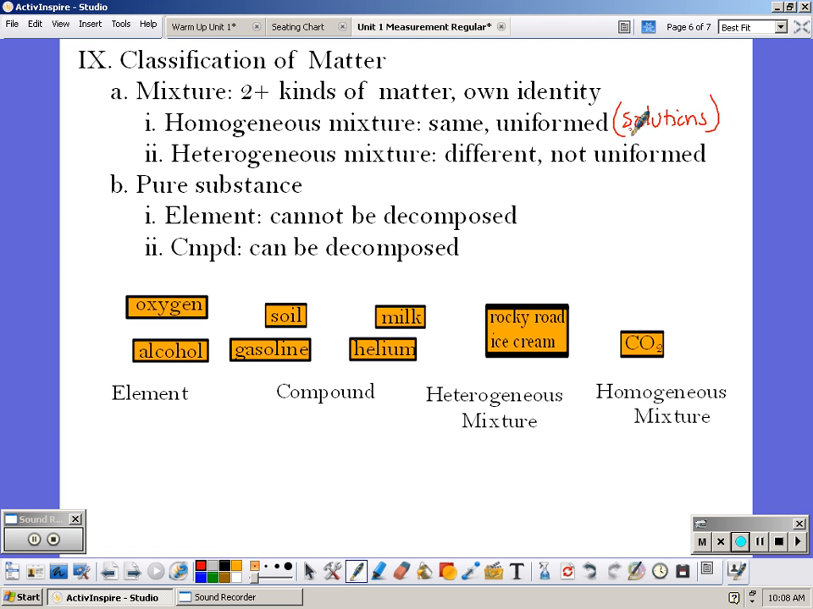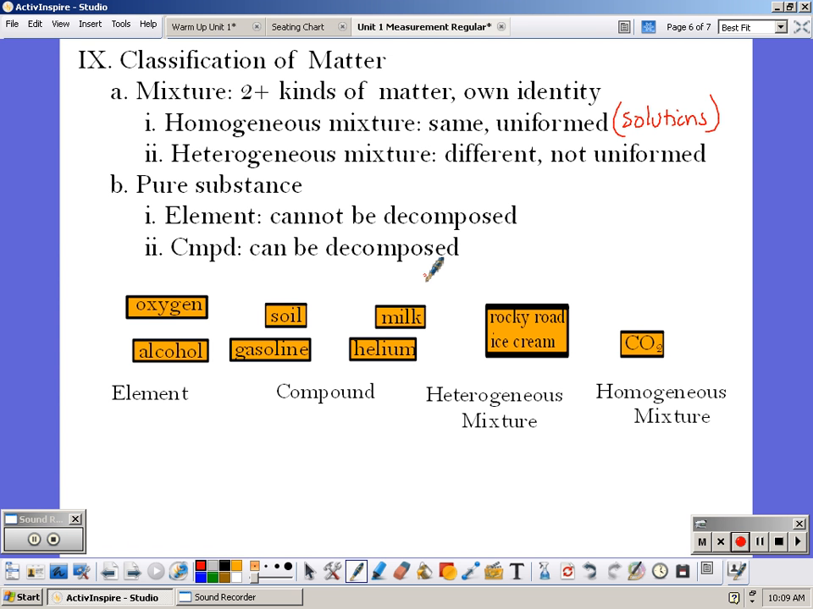So a heterogeneous mixture is like a tossed salad. You can see the lettuce, the tomatoes, the cheese, the cucumbers. So a heterogeneous mixture, you can see the difference. Homogeneous mixture, you can't see it with your eyes. A pure substance, again, is an element or a compound. CMPD is compound. An element cannot be decomposed because remember, an element is one type of atom and we locate it on the periodic table.